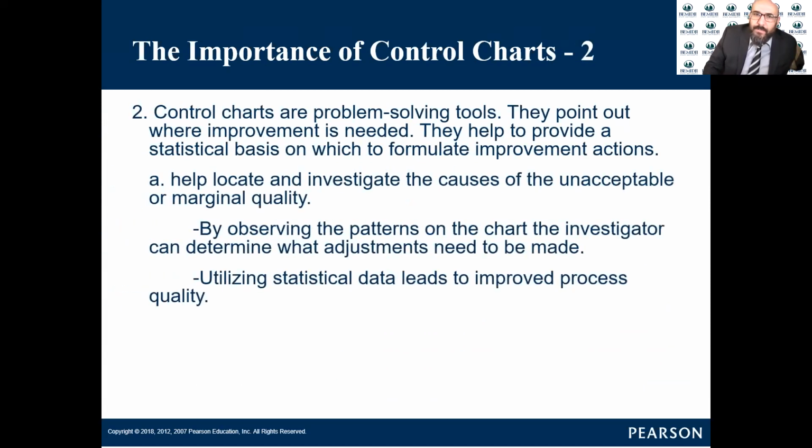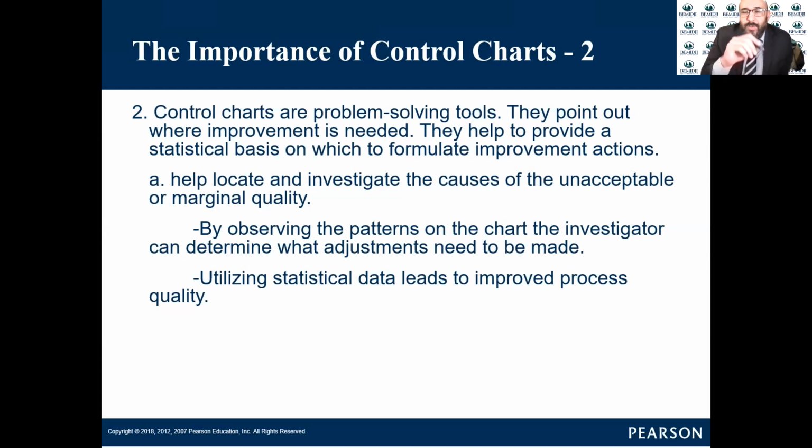Number two, control charts are problem solving tools. They point out where improvement is needed. Using the control chart will highlight exactly where in the process needs to be improved. They help provide a statistical basis on which to formulate improvement action, and help locate and investigate the causes of unacceptable or marginal quality. By observing the pattern on the chart, the investigator can determine what adjustment needs to be made.